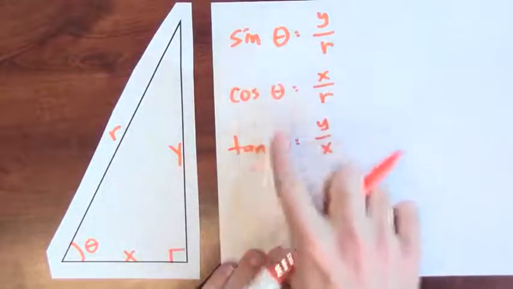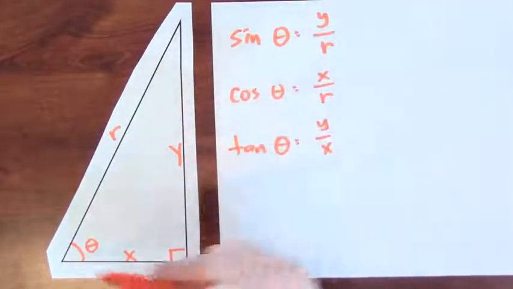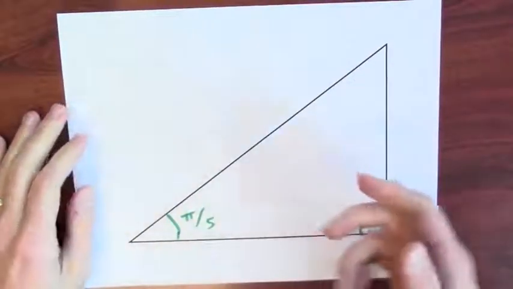This is the sine, cosine, and tangent of this angle theta, and they're all just defined in terms of ratios of side lengths. Now that we've got a definition of sine, we can, for instance, calculate sine of pi over 5 if we build a triangle, any right triangle, with an angle of measure pi over 5. I built a right triangle, and this angle is pi over 5.